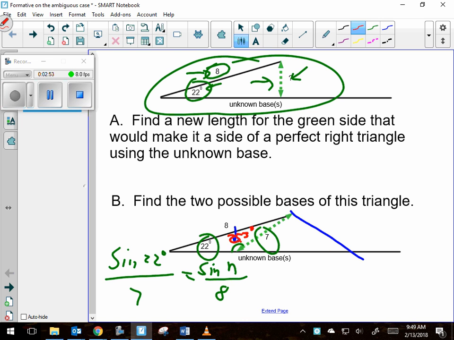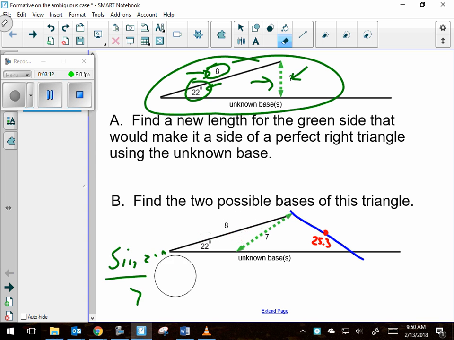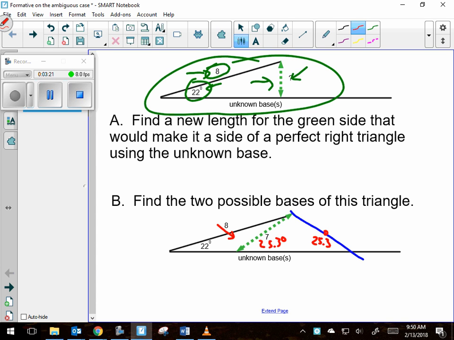It's because of the nature of inverse sine. You'll learn this later in this chapter. The inverse sine answers can only come out less than 90. So it's actually giving you this angle. 25.3 degrees is that angle. If that angle's 25.3, then this must be 25.3. And then I can figure out that one must be 180 minus that.